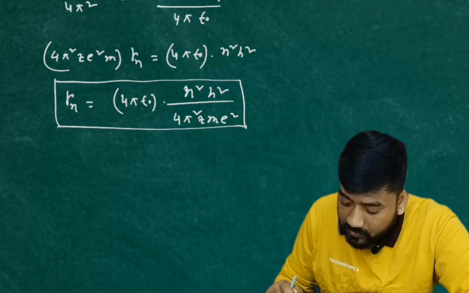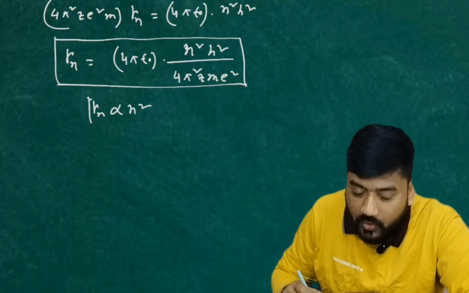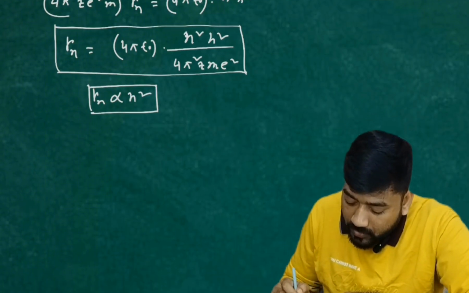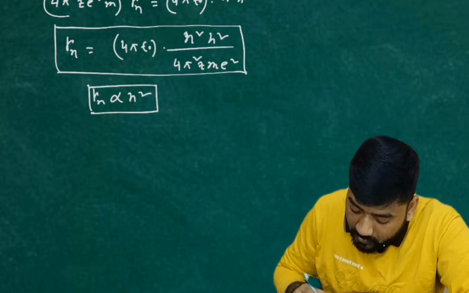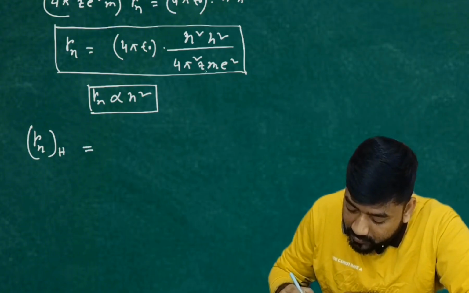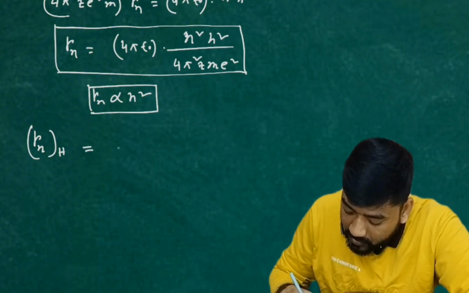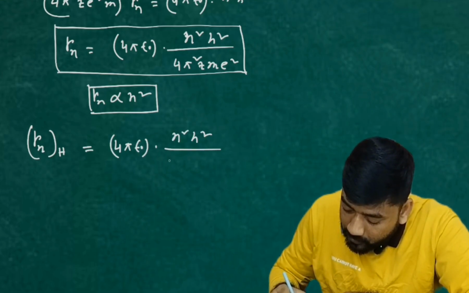So this is the expression of the radius of the nth possible orbit. Now you can see directly that Rn is proportional to n square, and this is very important. Now if you talk about a hydrogen atom, for that case Z is equal to 1. So for the nth orbit of hydrogen atom, it will be simply modified, because Z is 1, so it will be just 4 pi epsilon naught into n square h square upon 4 pi square m square.